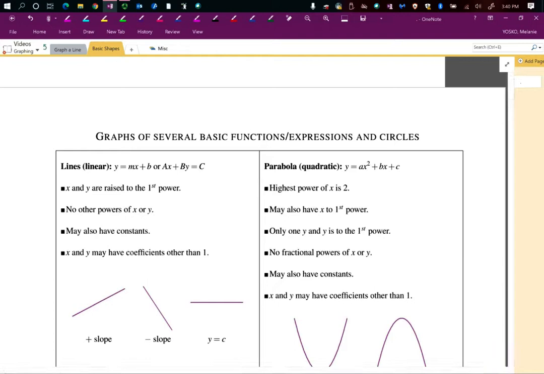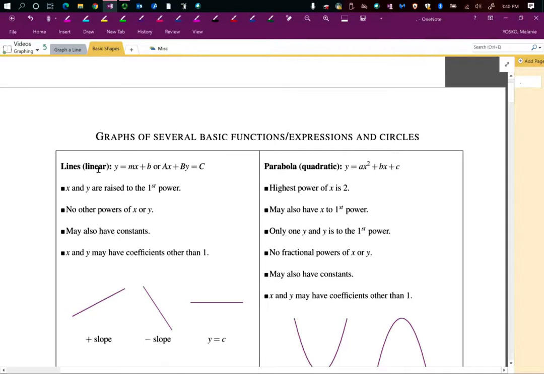So let's just take a bit of time and talk about the graphs of functions and expressions and even circles. Let's see if we can figure out if there's something about the way they're written, the form they're in, that helps us decide what the basic shape is. Obviously you can always use an XY table or just plug in points, but this will give us an idea conceptually of what kind of graph we're dealing with from the beginning.